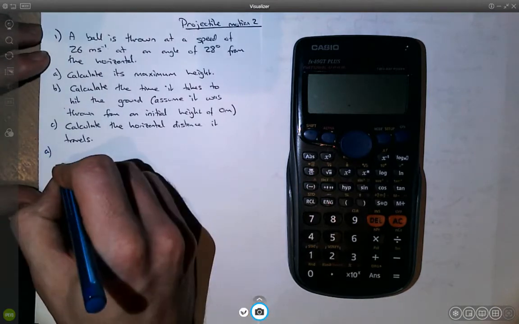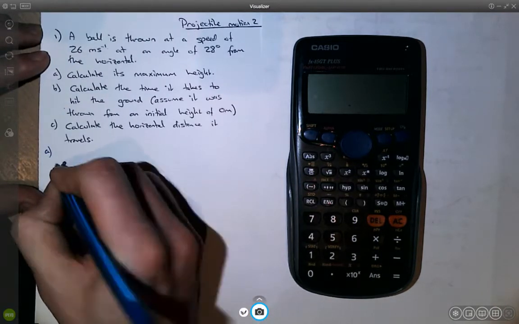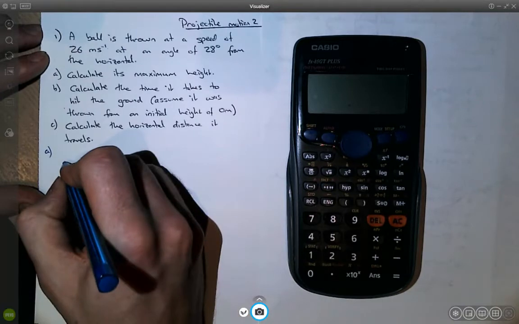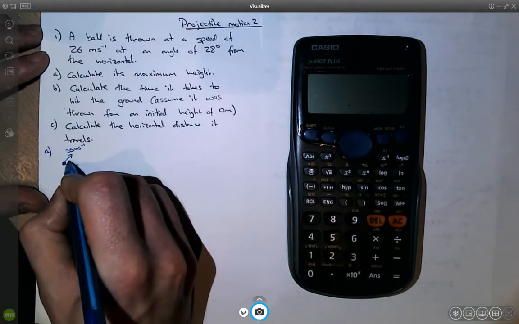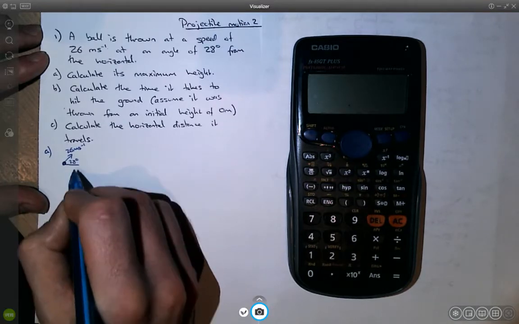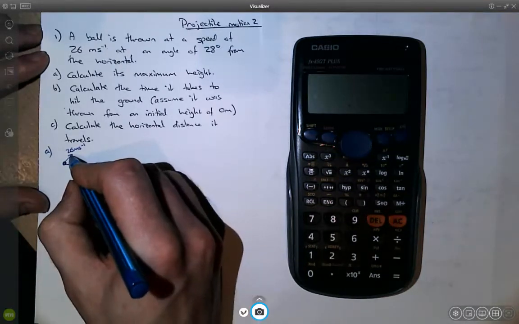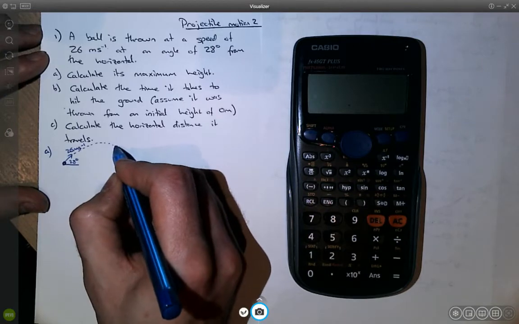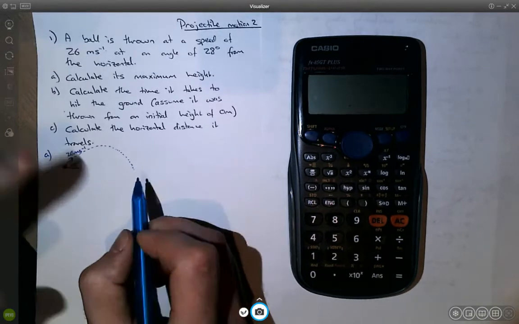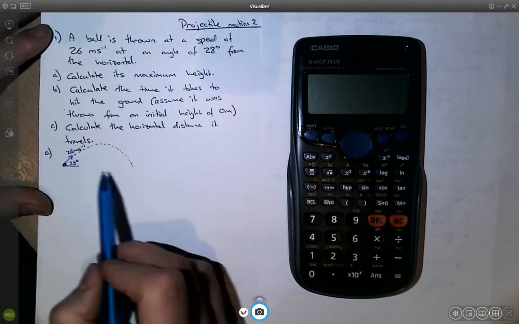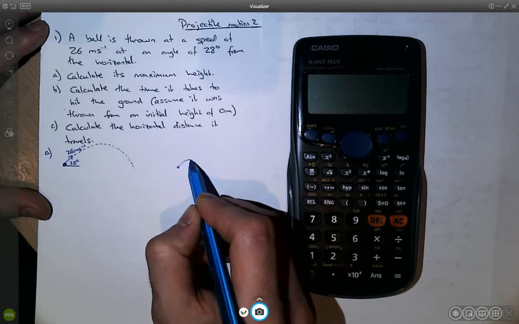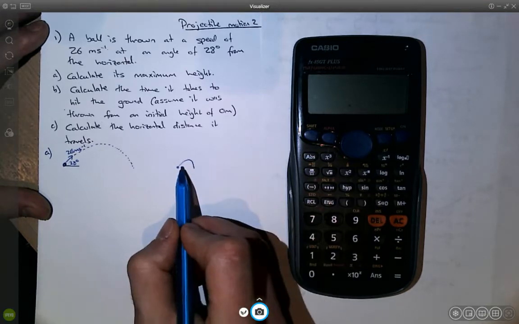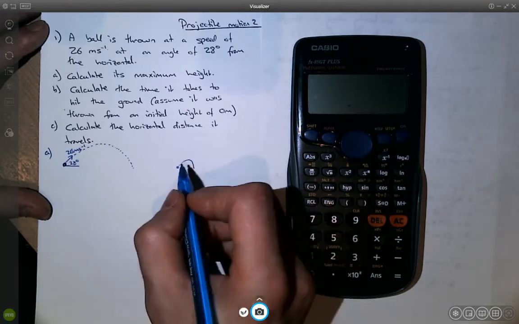So as usual, a diagram is very, very helpful. Something is being thrown at 26 meters per second at an angle of 28 degrees to the horizontal. Over time, it's going to follow a parabolic path and end up back down here. We're obviously ignoring air resistance. If we were asked to take into account air resistance, the path would be shortened and it would look a bit more like this, where it's a bit steeper here, but we're ignoring it.